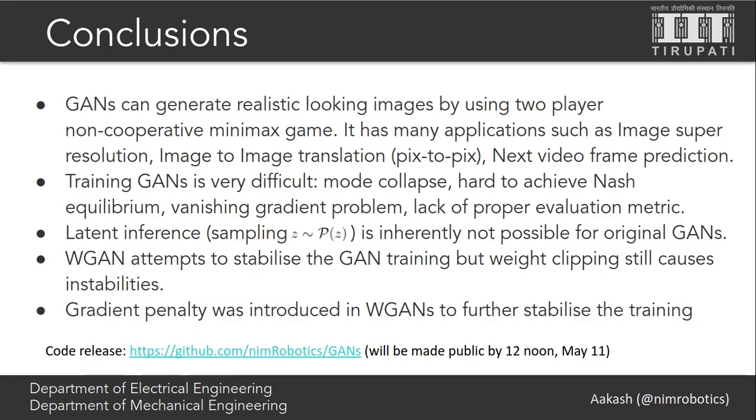Other problems include vanishing gradients, and one more important thing is that we don't have any proper evaluation metric for GANs. Then we have an improvement over GAN, that is WGAN, that attempts to stabilize the GAN training, but in doing so it tries to clip the weights. That still again causes instabilities. So it's better than GAN but still unstable. And then one more improvement that was done in WGAN is the gradient penalty that also stabilizes the GAN, but still it's an active area of research.